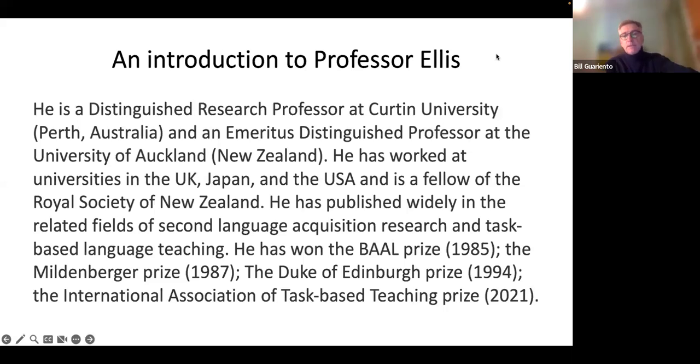He's worked at universities in the UK, Japan, and the USA, and he's a fellow of the Royal Society of New Zealand. He has published widely in the related fields of second language acquisition research and task-based language teaching. He's won the British Association of Applied Linguists Prize, 1985, the Mildenberger Prize, 1987, the Duke of Edinburgh Prize, in 1994, and the International Association of Task-Based Teaching Prize in 2021.